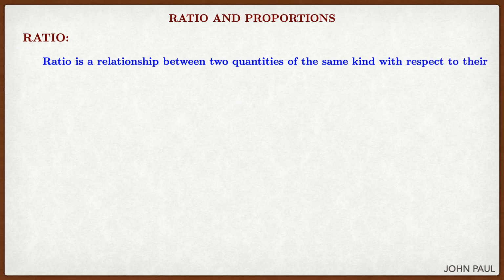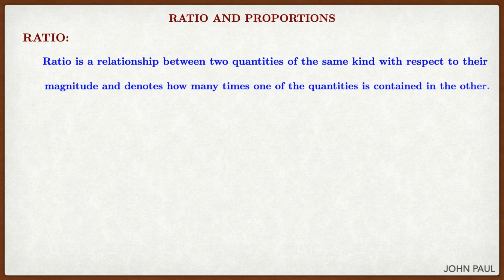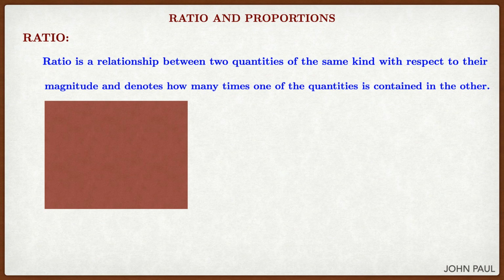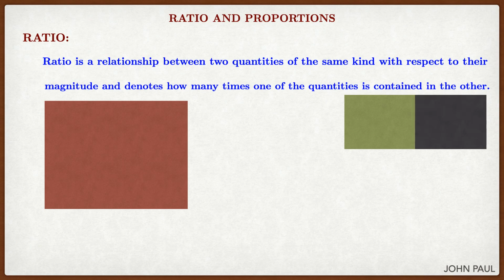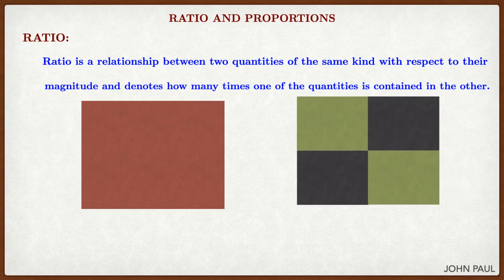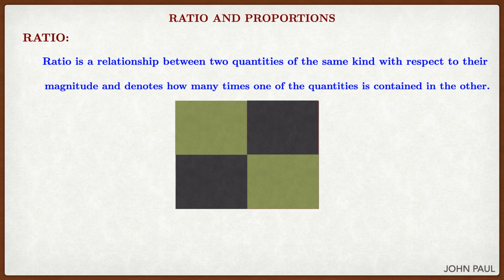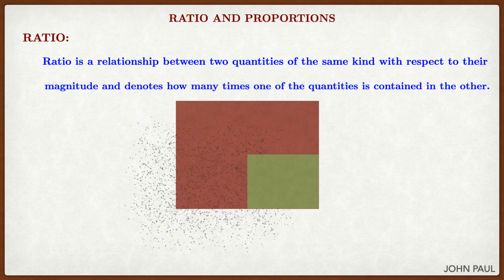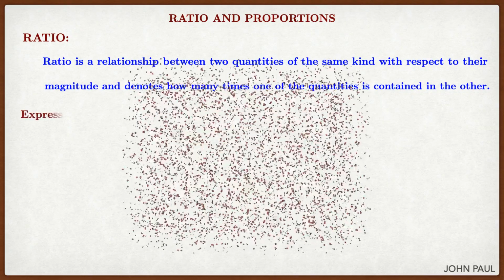Ratio is the relationship between two quantities of the same kind with respect to their magnitude, and denotes how many times one of the quantities is contained in the other. That is, here we took a square. When we equate this, one is contained in the other. So we can compare this. Since both represent the square or a diagram, we are able to compare it.